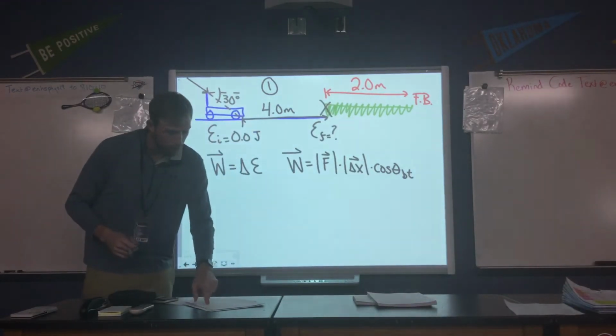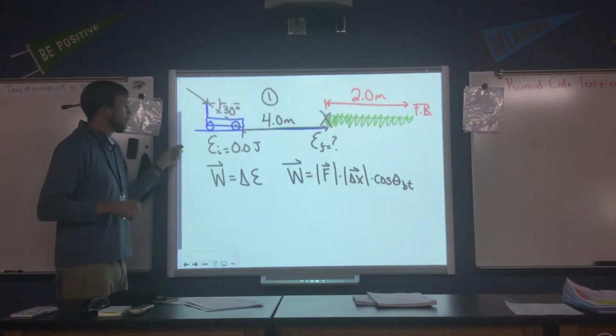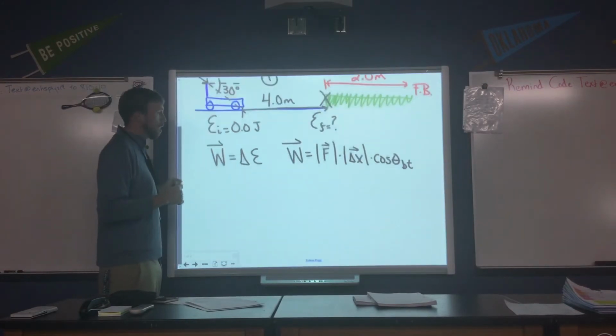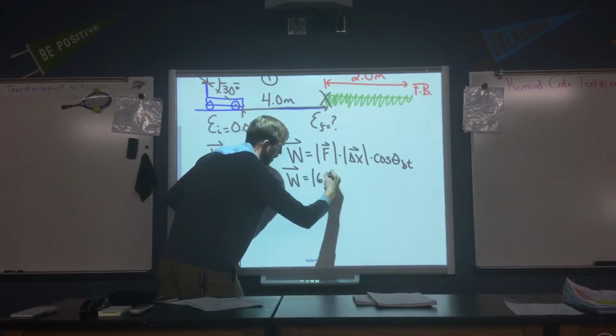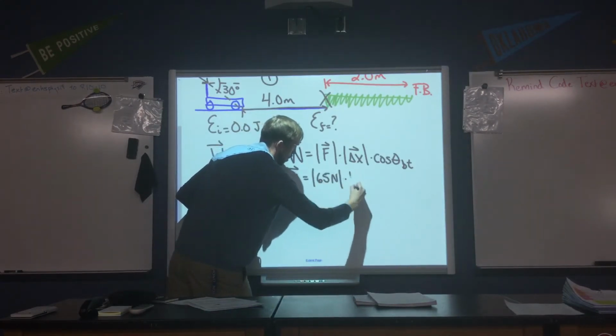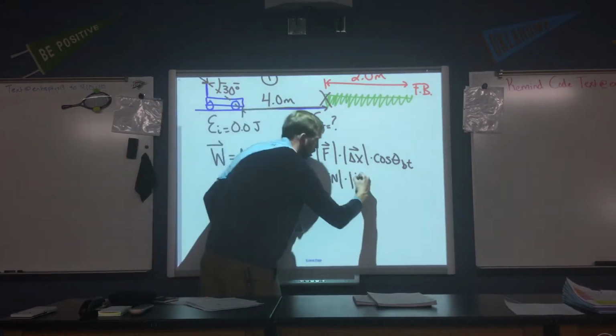Now we are told that we apply a force of 65 newtons down onto the lawnmower. That's a value that we're given in the context of this problem. So we're told the force we apply is 65 newtons. We are moving the lawnmower 4 meters across the driveway over to the grass.